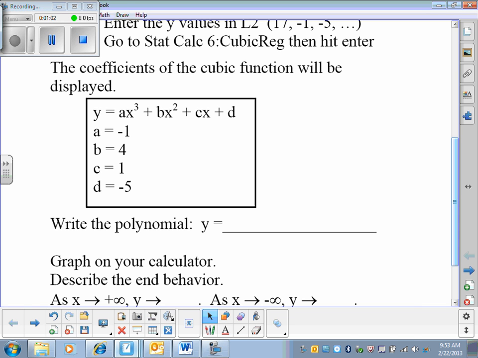And these a, b, c, and d fill in for the a, b, c, and d in this equation. So what would this equation look like, you guys? Negative x to the third plus 4x squared plus x minus d, right? Minus d, which is 5.